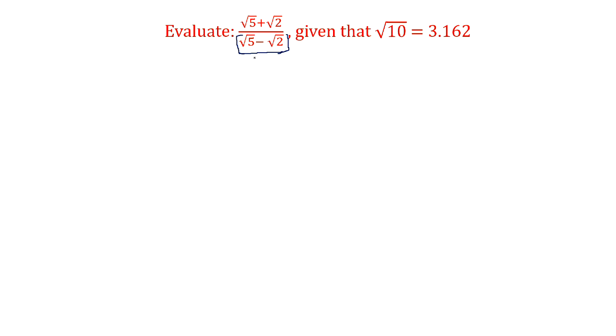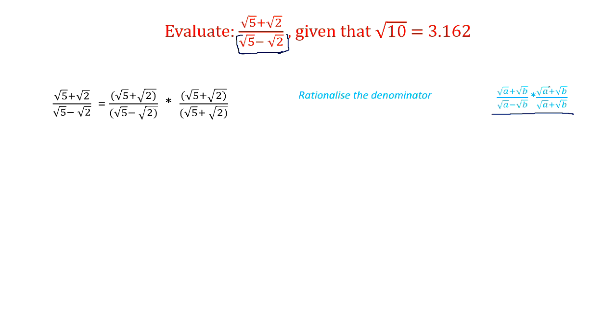So the denominator here is root 5 minus root 2. Let us look at the first step: rationalize the denominator. I have represented a formula similar to the question, so I will just underline it for you. So let us look at how we are going to rationalize the denominator. If you look at the question, here we are multiplying and dividing with root 5 plus root 2 upon root 5 plus root 2.